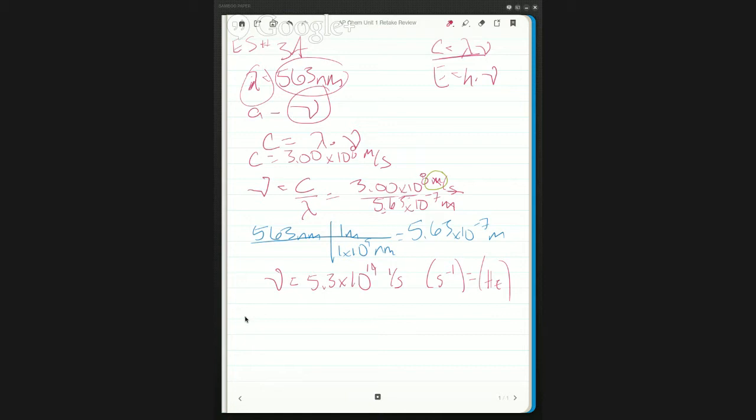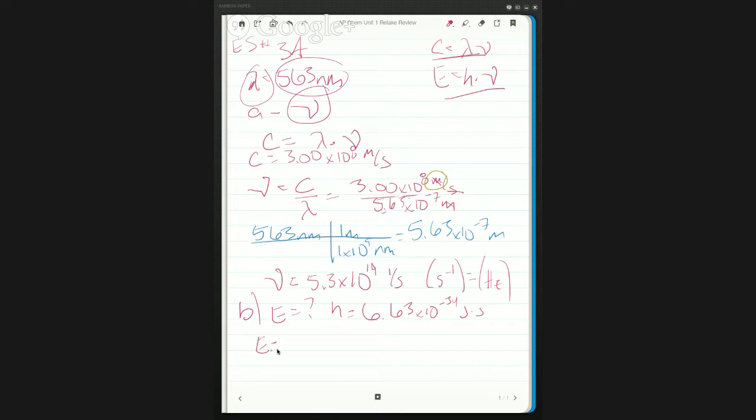And then for B, the question is find the energy. So energy was the one we didn't know. And now we're going to be using the E equals H times V. And we found V, and H is a constant. H is equal to 6.63 times 10 to the negative 34th joules times seconds.